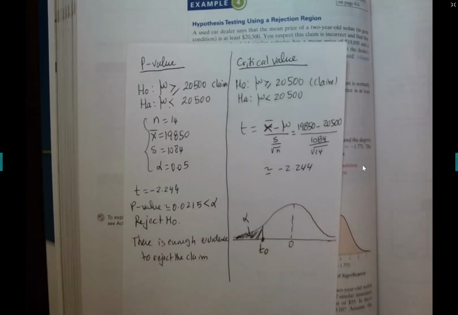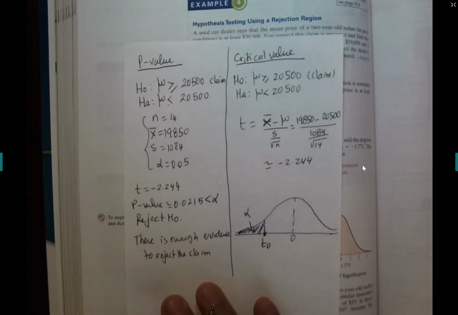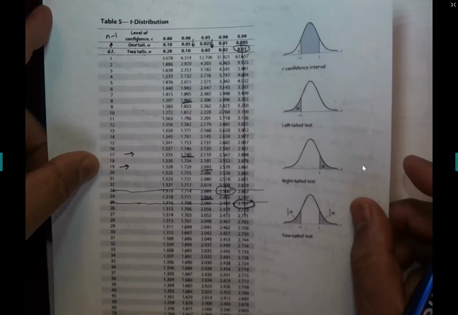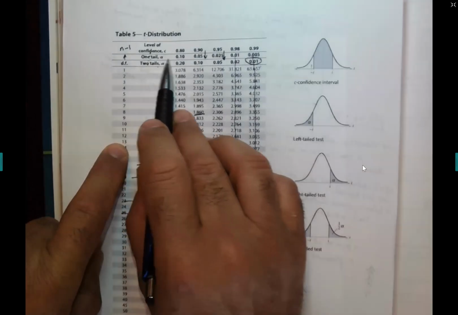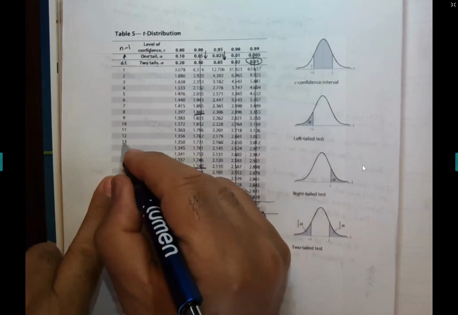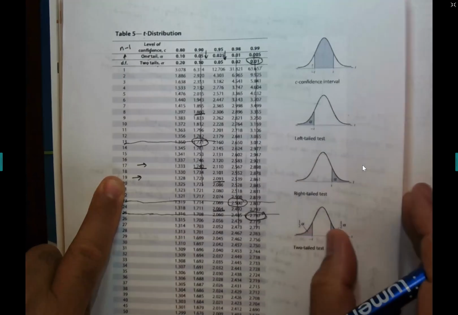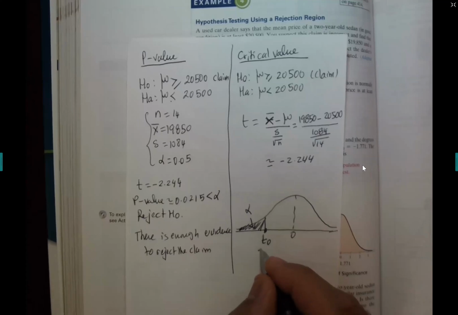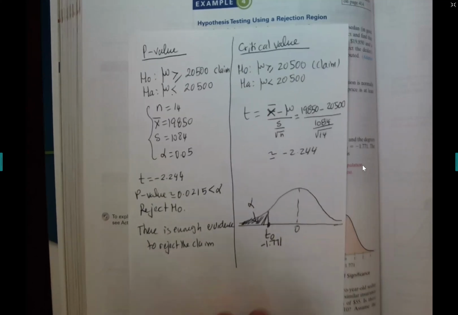Okay, look, how do you find it? I'm going to go to table 5. Very straightforward, very easy to find. Degrees of freedom is 13, and alpha is 0.05. Watch. 13, and since this is one tail, I look here, one tail, 0.05. So where does this take me? Okay, right here: 1.771. But remember, guys, I have a left tail test, so I'm not going to put 1.771, just make it negative. Negative 1.771. And then negative 2.244.